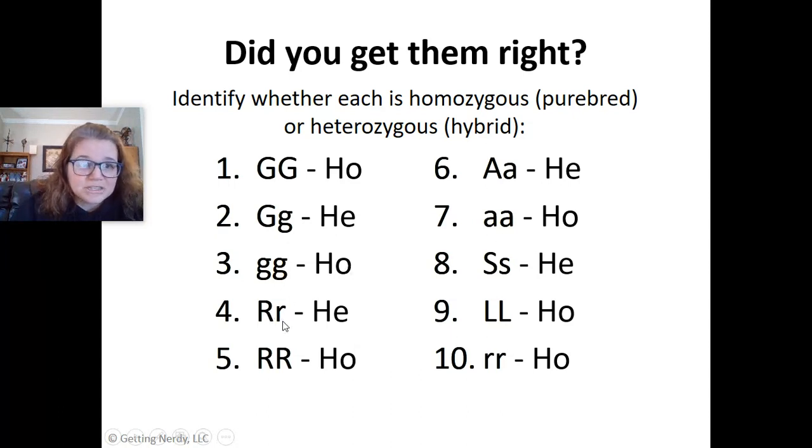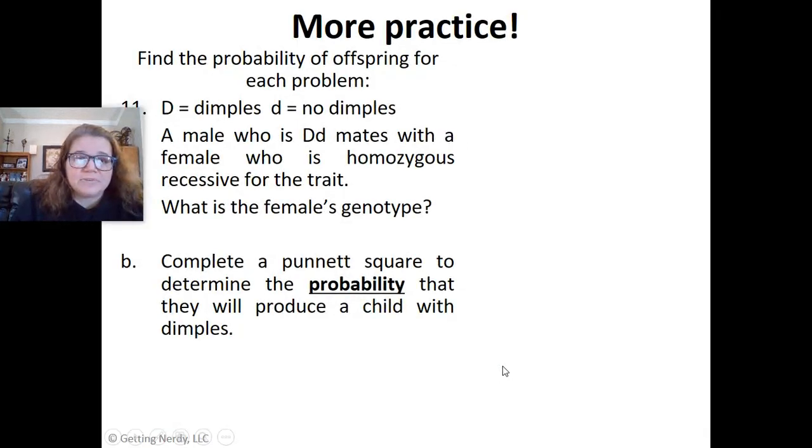Capital and lowercase, they're different. So again, they're going to be heterozygous, and so on. You can go ahead and check your answers there. Okay, now let's go find some probability of these offspring. This is where it gets a lot of fun.